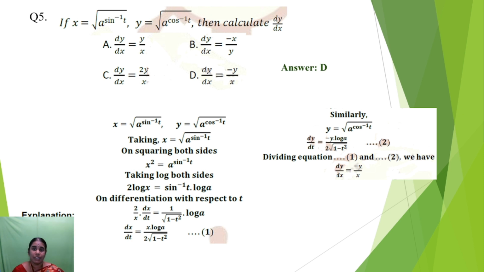But our question is nothing but dy by dx. So dy by dx is nothing but dividing 2 by 1. We have to divide both 1 and 2. We get the answer as minus y by x, which is in our option D. So the answer for the question is minus y by x.